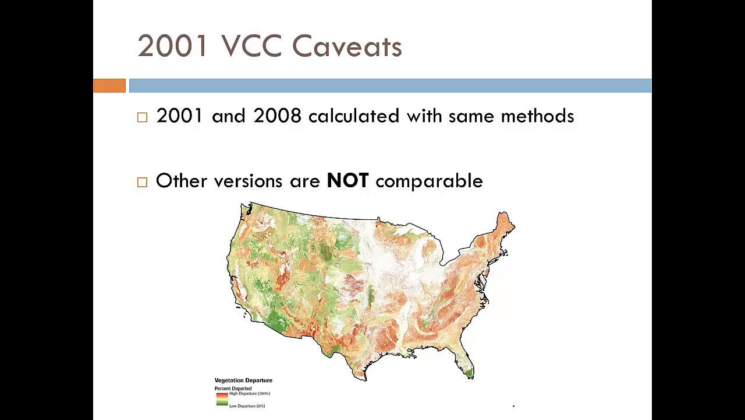It is theoretically okay to compare the 2001 and 2008 vegetation condition class data sets because they were calculated using the same methods, but be aware that it may be too short a time period to see substantial changes unless you are analyzing individual watersheds where recent large disturbances have occurred. 2001 and 2008 vegetation condition class maps should not be compared to earlier versions because of the changes in the summary unit and the use of the BpS groups.